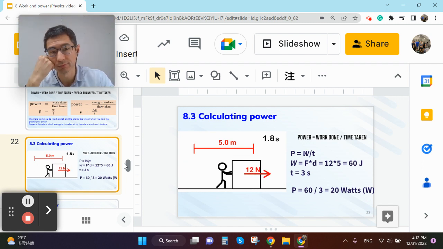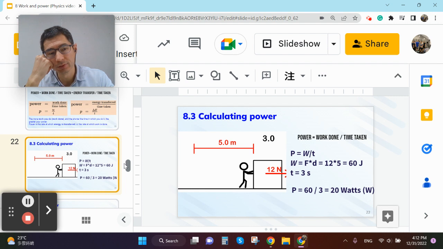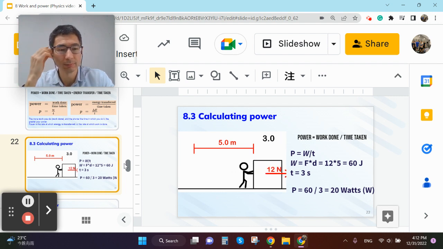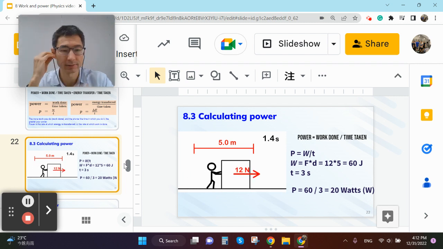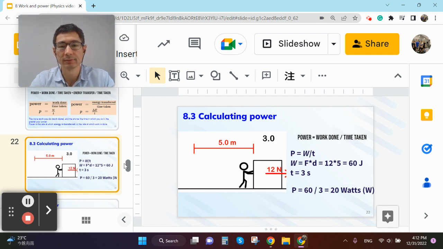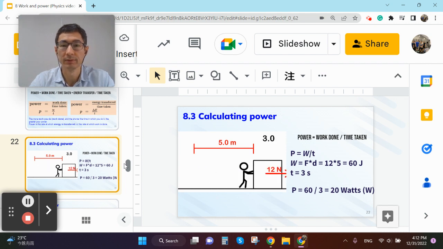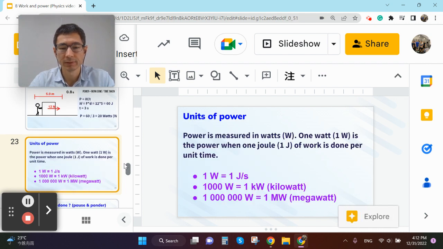So it depends on how fast you do work. You could do it slowly, then you will apply less power, isn't it? I have a similar example coming. And the unit is measured in watts.